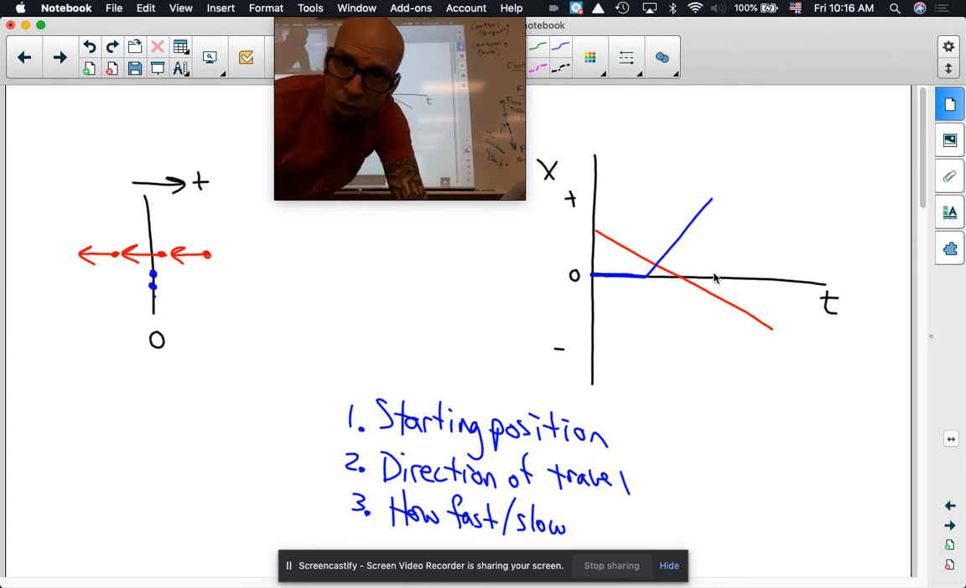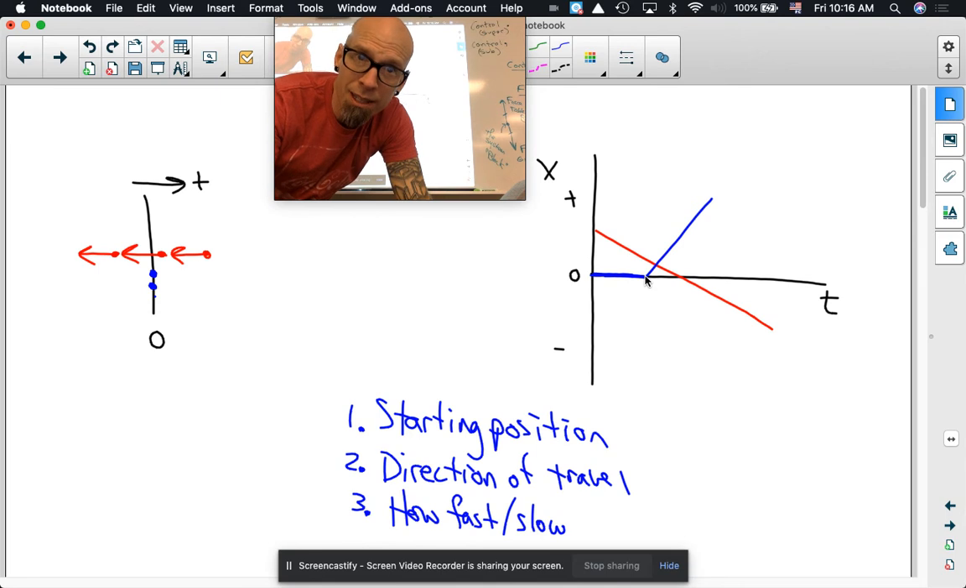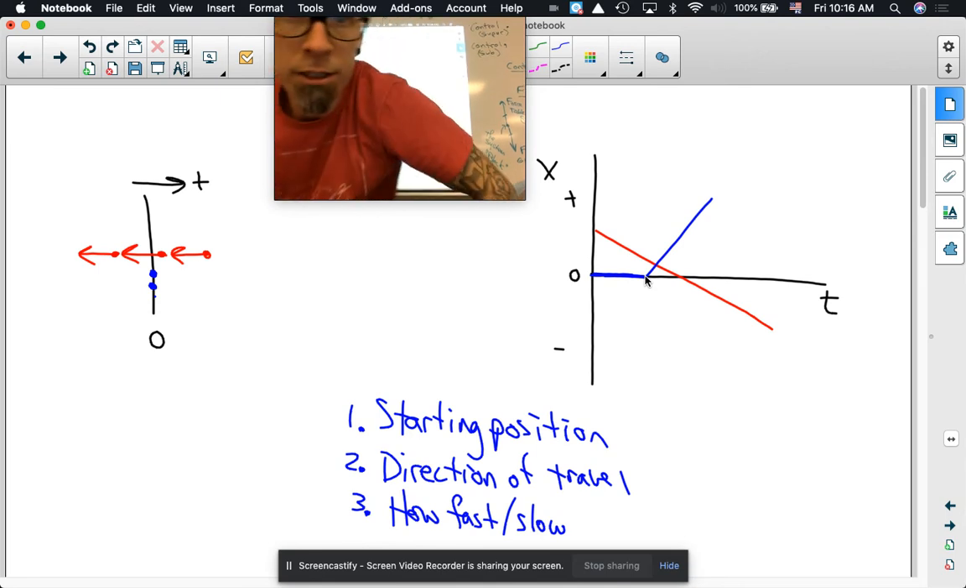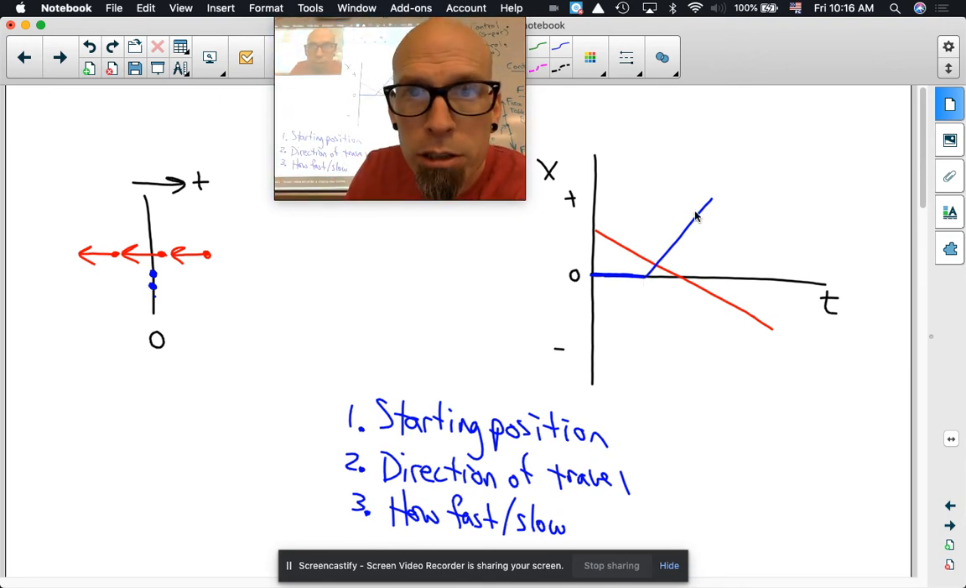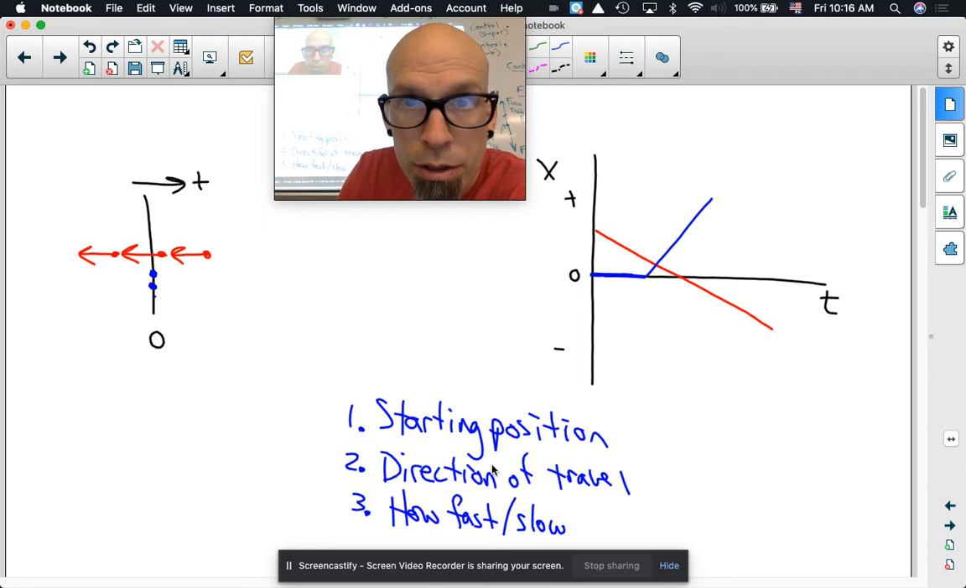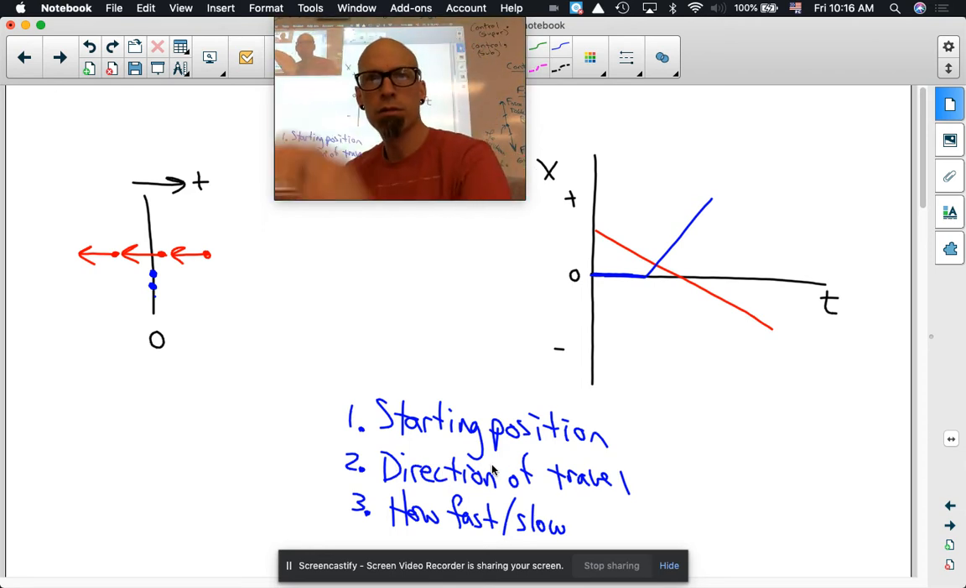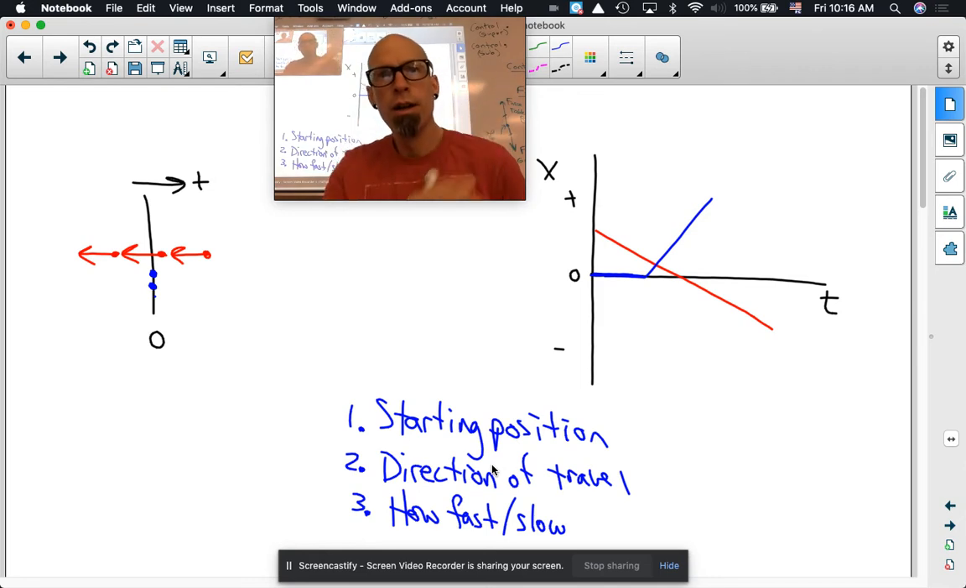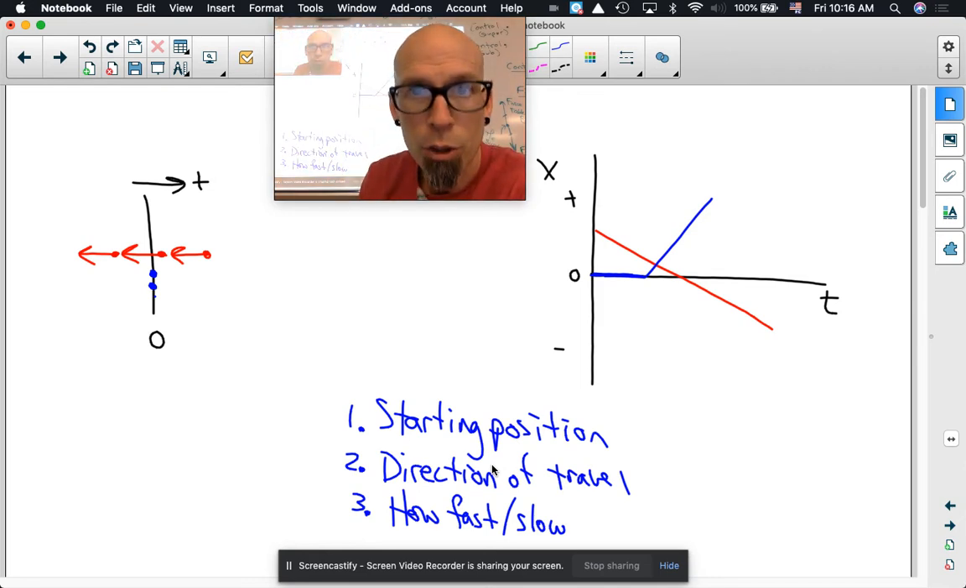Then what does it do? After doing that for a couple seconds, it begins to move. Begins to move how? What kind of slope is that? Positive slope. That's a positive direction. Okay? So my arrows have to be what? In the positive direction.